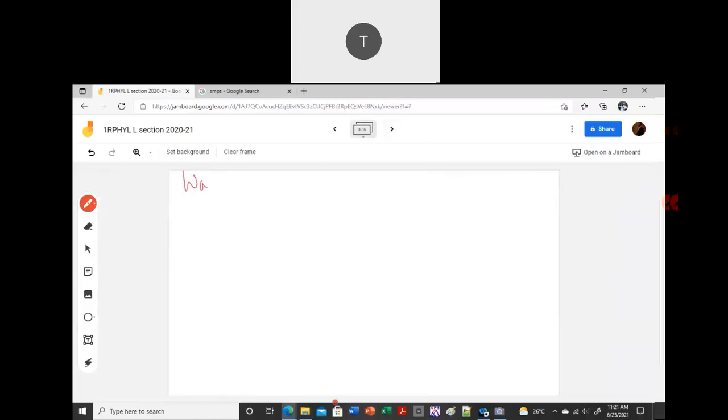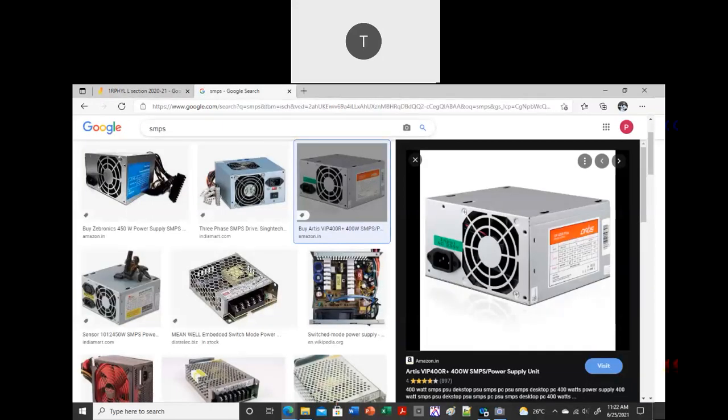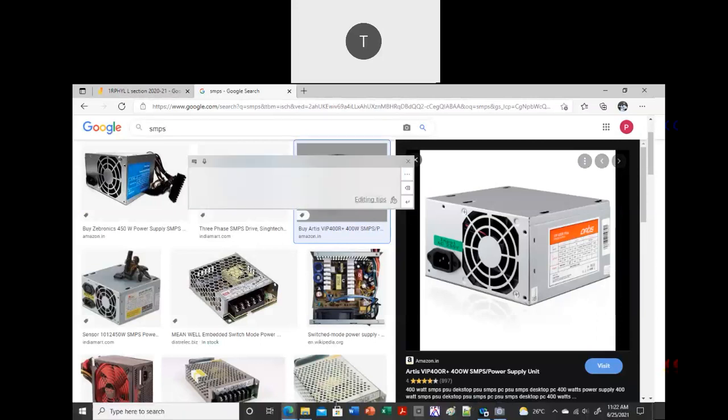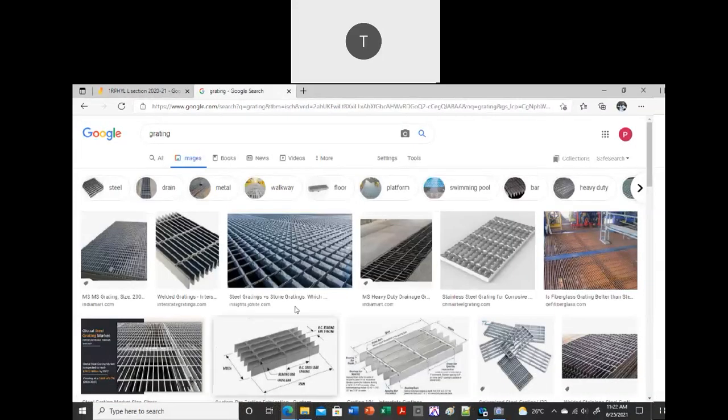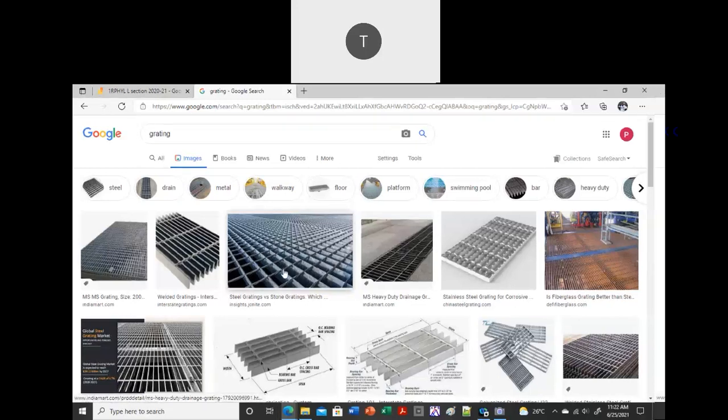Wavelength of laser. In this case, first I will explain what a grating is. So what is a grating? You would have seen some gratings. You can see this kind of spots, and these are your gratings.